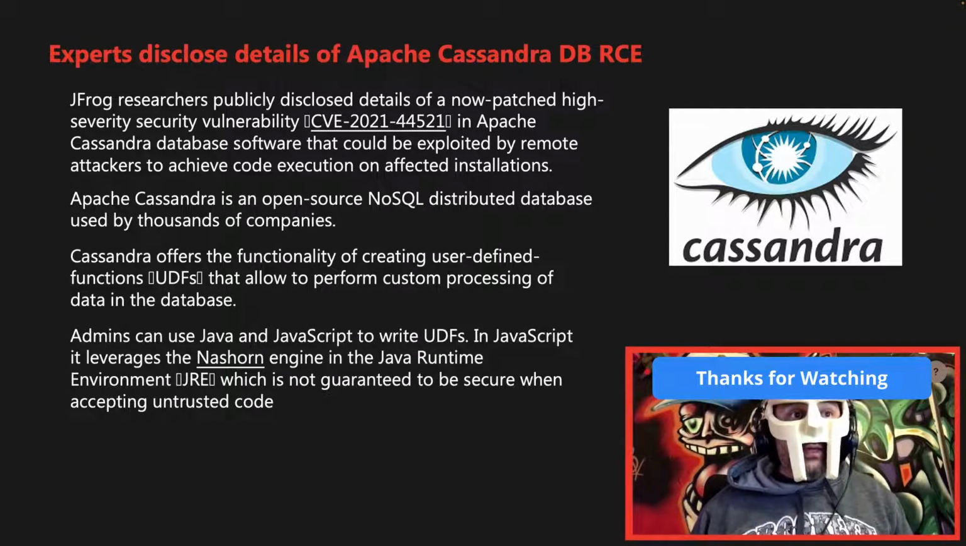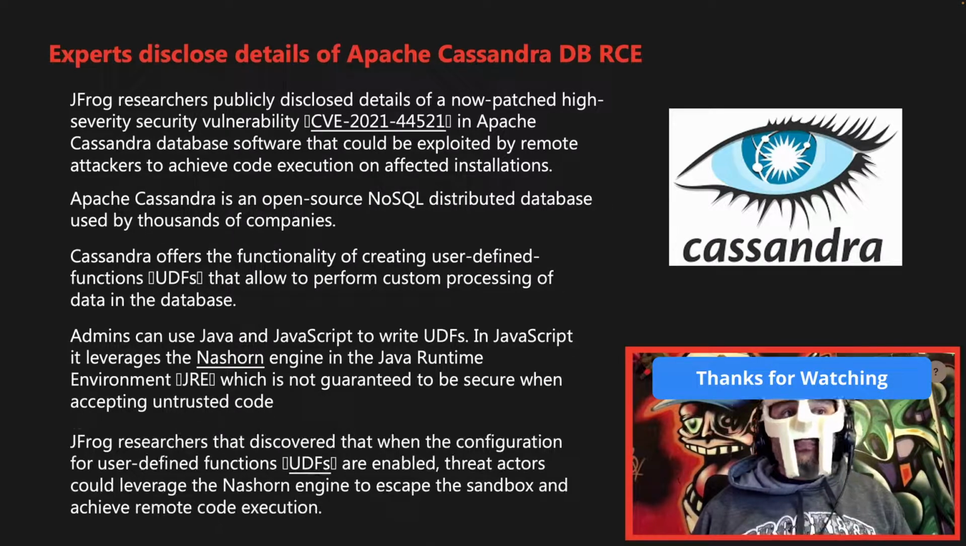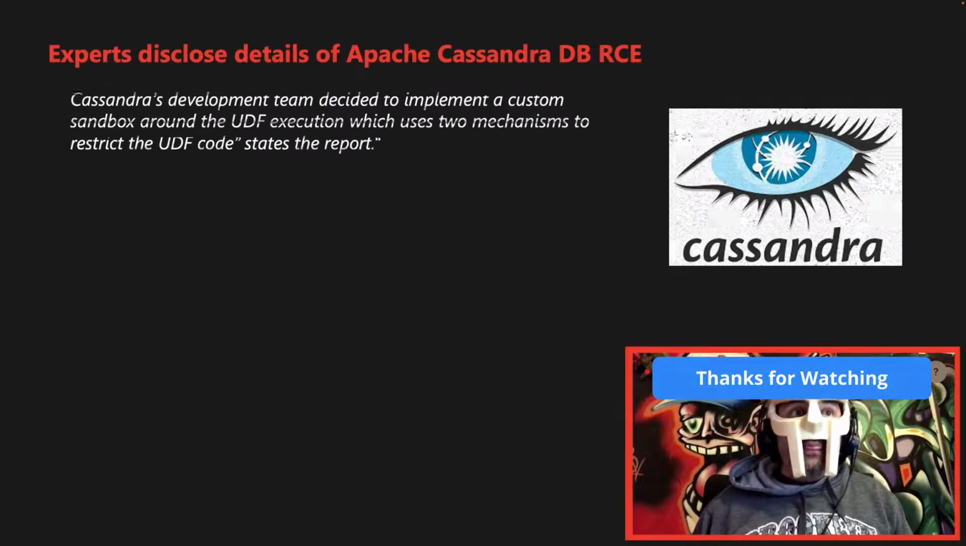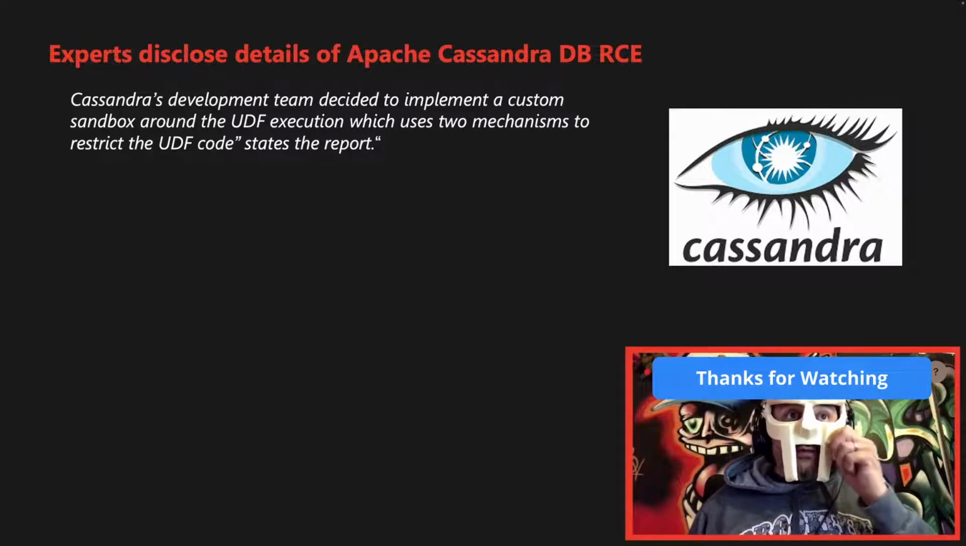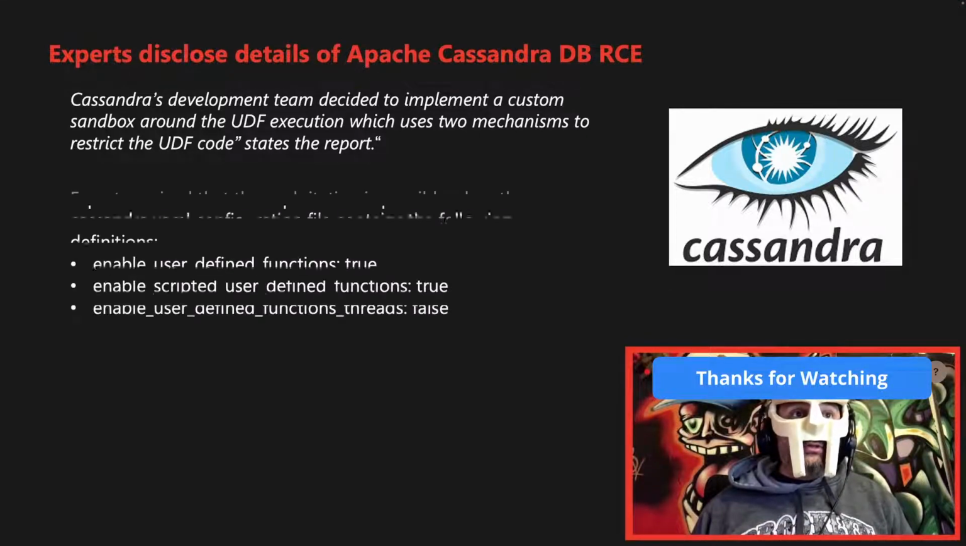In JavaScript, it leverages the Nashorn engine in the Java runtime environment, which is not guaranteed to be secure when accepting untrusted code. JFrog researchers have discovered that when the configuration for user-defined functions are enabled, threat actors could leverage the Nashorn engine to escape the sandbox and achieve remote code execution. Cassandra's development team decided to implement a custom sandbox around the UDF execution, which uses two mechanisms to restrict the UDF code, states the report.